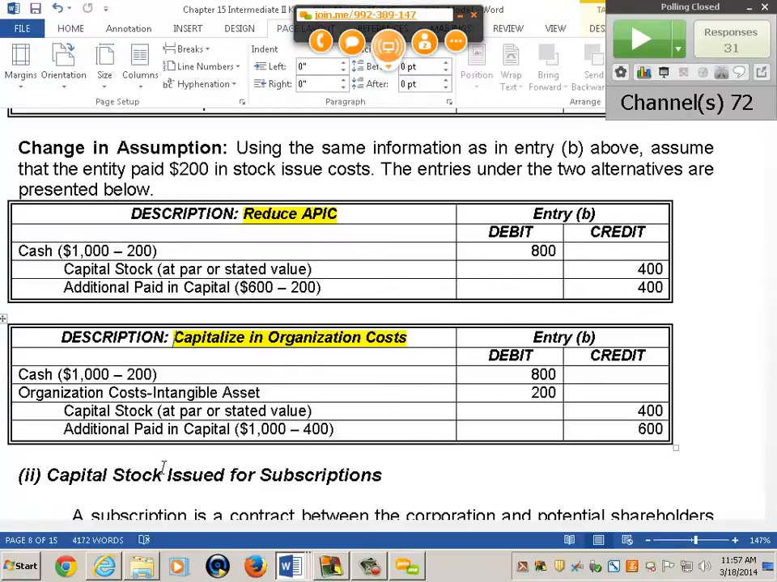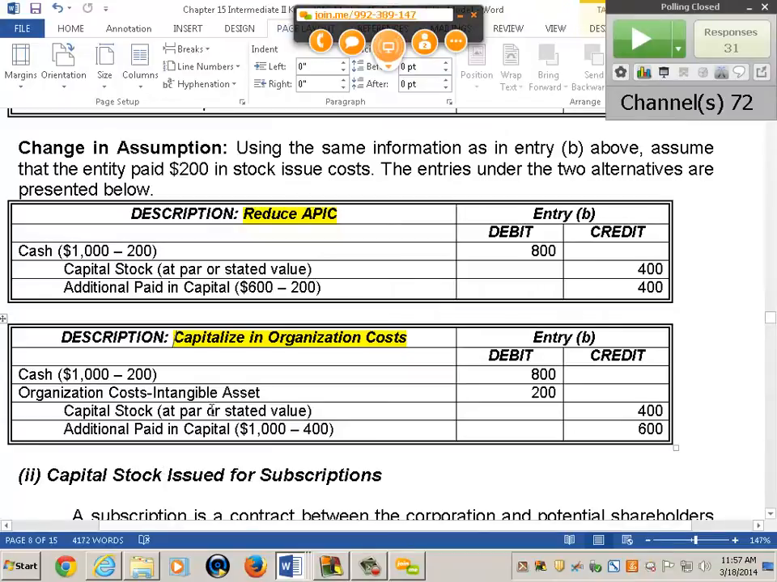Okay. All right. So that's issuing stock for cash. Any other questions on issuing stock for cash aside from the organization costs and the stock issue costs? Should be fairly, or repeat at least of something you saw in the intro.